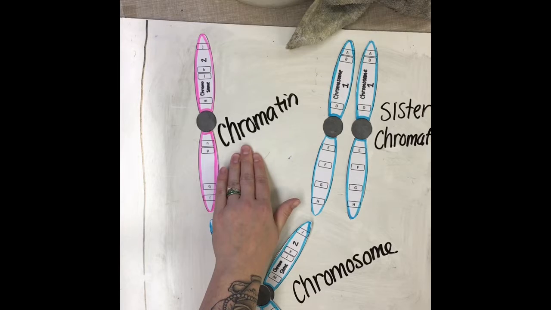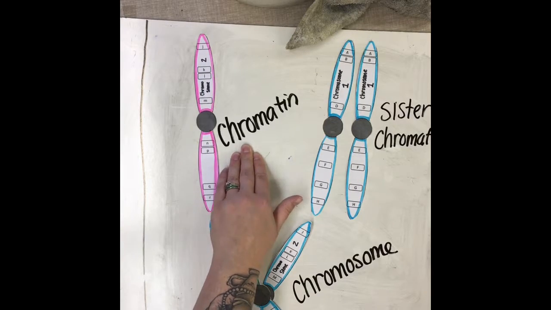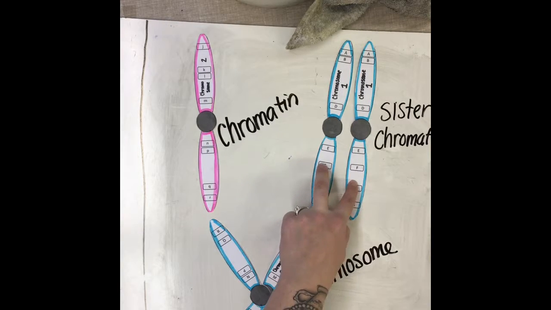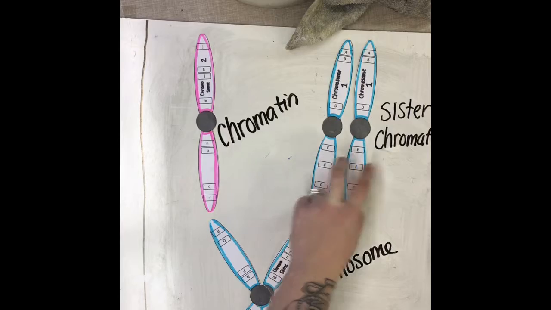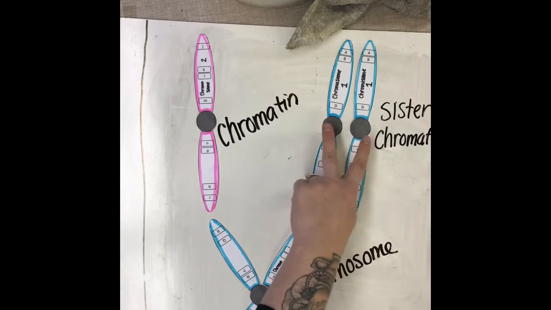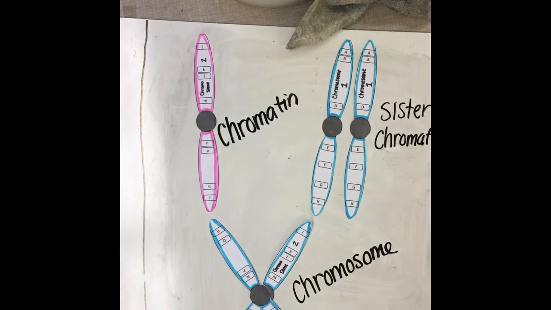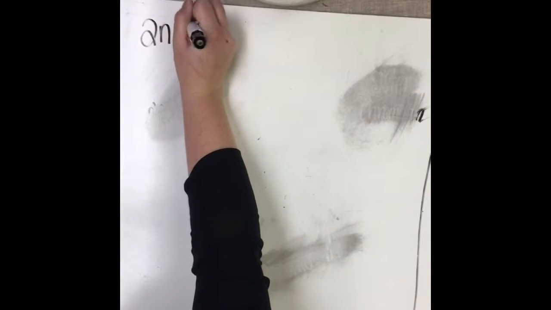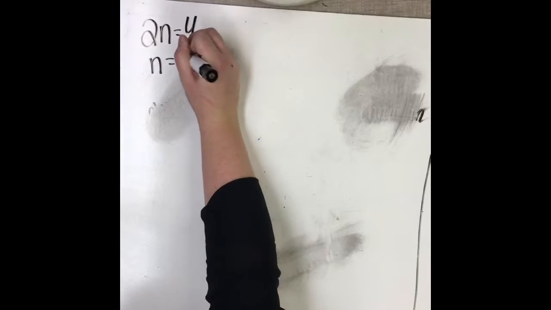So chromatin is when it is uncondensed in a non-dividing cell. When the cell's ready to divide, it's going to make a copy of its DNA. That copy is now called the sister chromatid. And when those copies pair up with each other, they form what we call the chromosome. Okay, so we're looking at a cell that has 4 chromosomes. So its 2n number would be 4, and its n number would be 2.